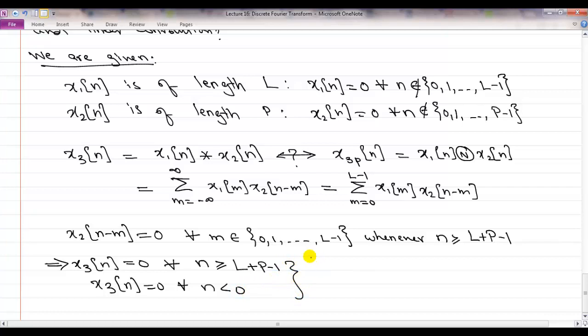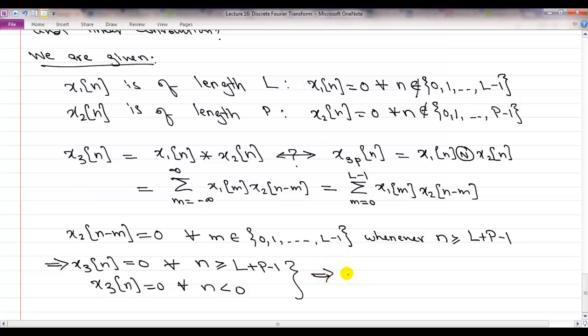So that's the usual sort of relationship that you learn in your undergraduate, which is that if you take convolution of two, for example, continuous time signals, then the length of the convolution is the sum of the length of the two. If you take convolution of two discrete time sequences, then the length of the convolution is the sum of the length of the two minus 1. Okay?